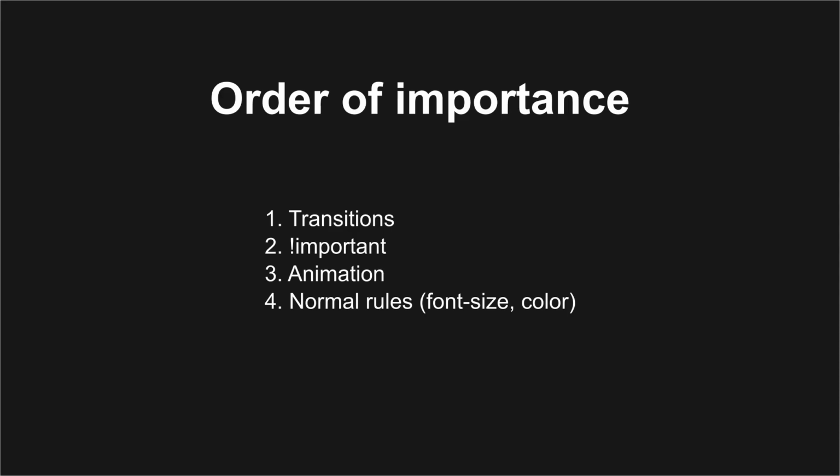Here is a list in the order of importance. First, we have transitions as already discussed. Then we have the important rules. They do obey origins, which we previously discussed. Then we have animations followed by normal rules like font size and color.